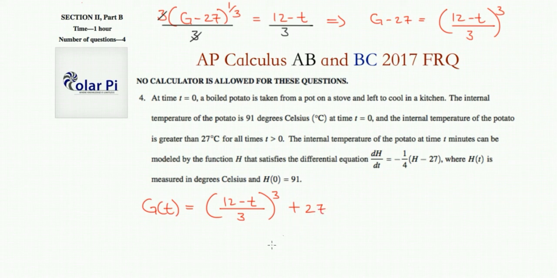There we are. And the last thing we've got to do is figure out what g of 3 is. And so that'll be 12 minus 3 is 9. 9 divided by 3, cubed, and then plus 27. Wait, 9 divided by 3 is 3. And then 3 cubed will give us 27. So that's 27 plus 27, which I believe is 54. Yeah? Okay, cool. That's it.